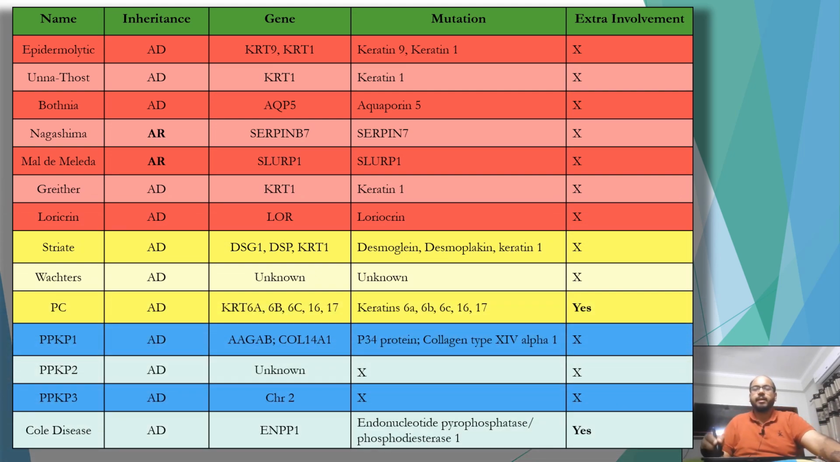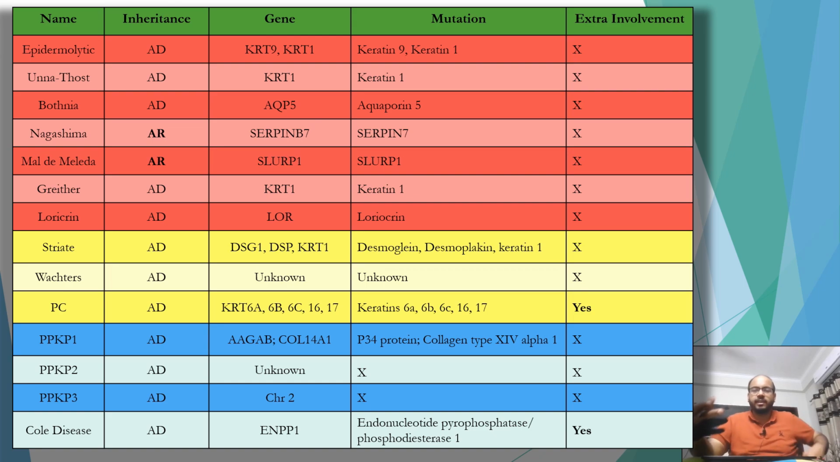So, again, I'm putting this slide out as a summary of the disorders along with their inheritance. Remember, two are autosomal recessive. You have Mal de Meleda and you have Nagashima as autosomal recessive. Others all are autosomal dominant. These are the individual genes which are mutated along with the full form of the genes, and extracutaneous involvement is seen in Pachyonychia congenita. You have the mucosa involvement, and you have Cole disease in which you have calcification.